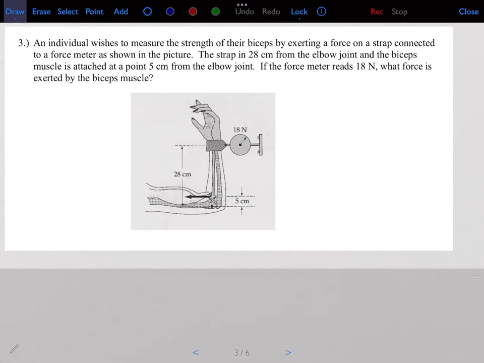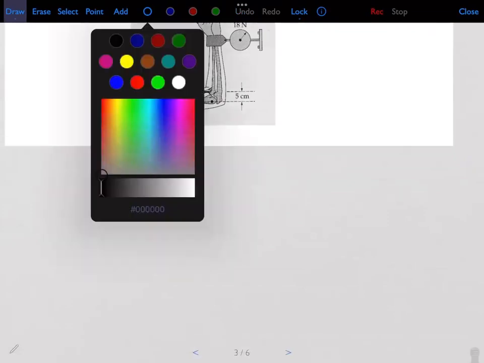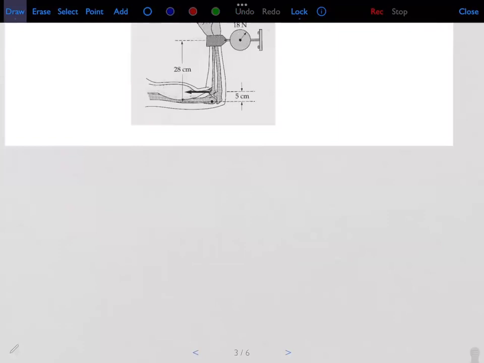Okay, so here, I'm going to draw this out again using a stick figure just because it's easier. So here is the forearm and hand. Here is the elbow joint. The biceps muscle, we're assuming, is acting horizontally to the left here. So this is the muscle force.